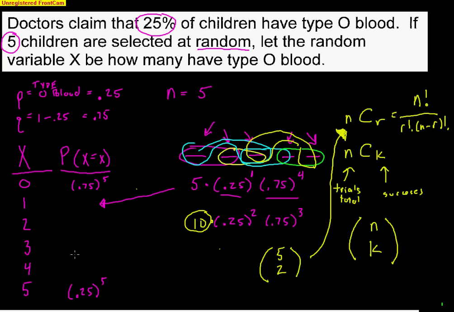Let's go through it as well for 3, right? So 3 would be 3 successes, 0.25 to the third, 2 failures, 0.75 squared, and then in front of this we would have 5 choose 3. We would have to figure out how many different ways that can happen, and that will tell us the total probability for having 3 successes.